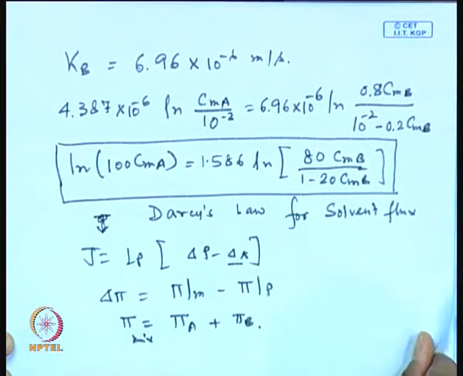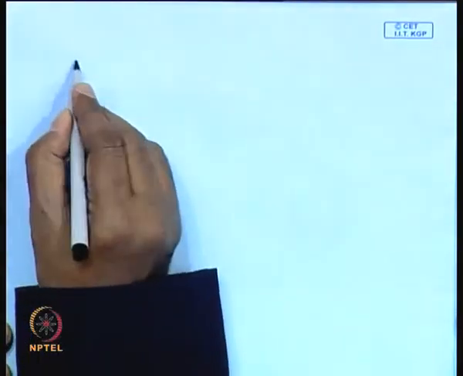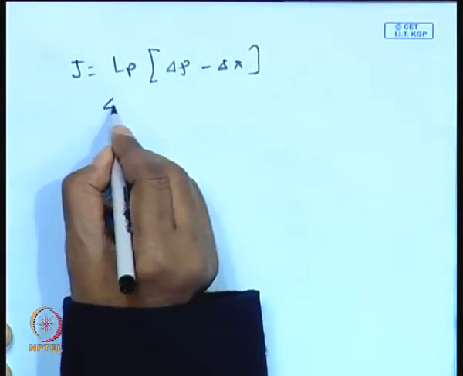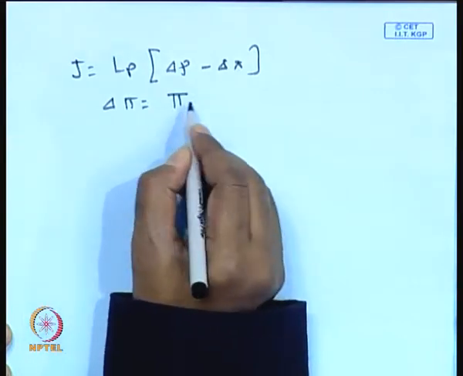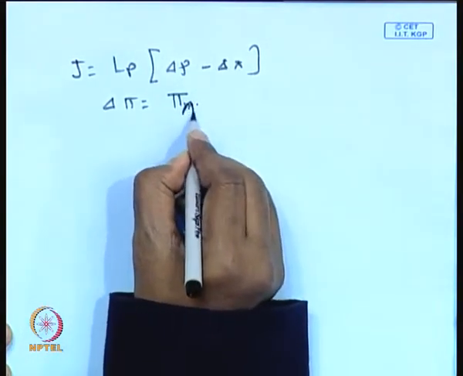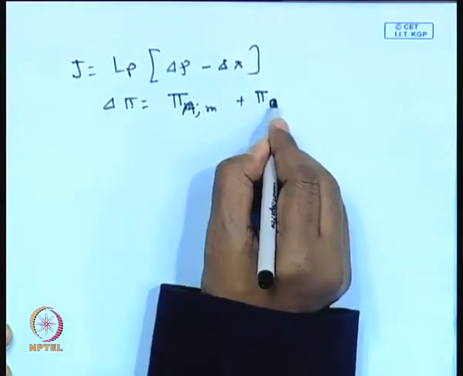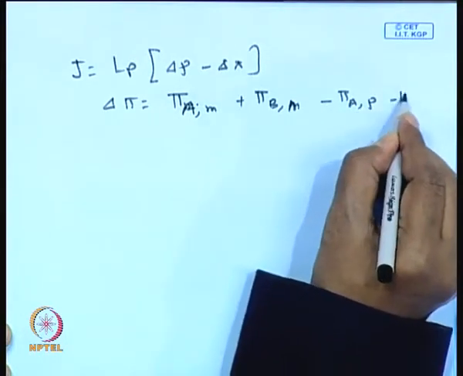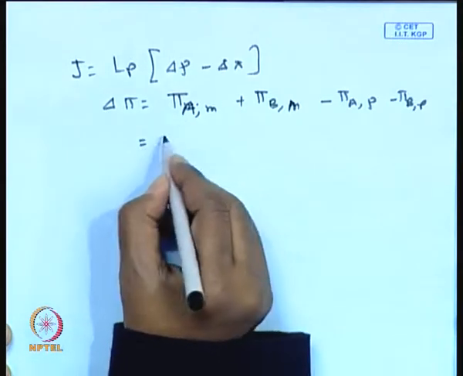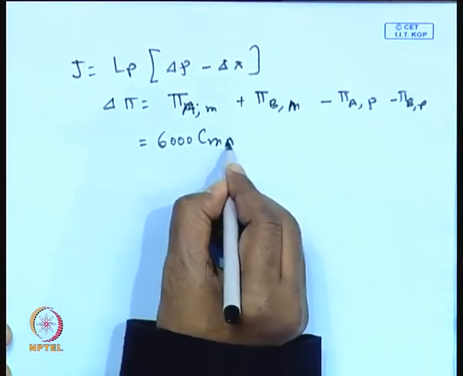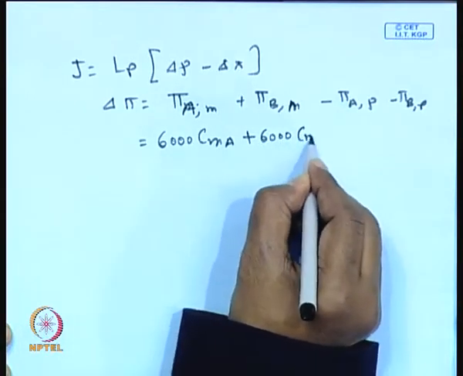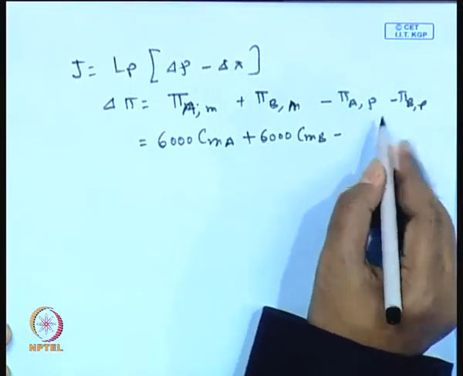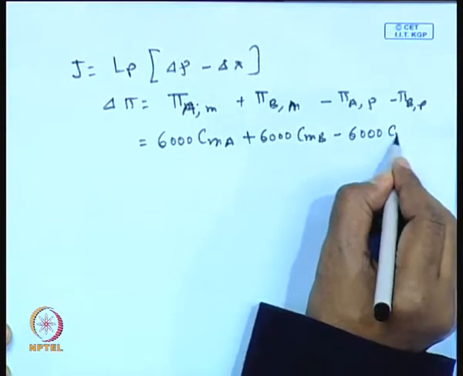If you really do that, then what you will be getting is J is equal to L_P times (delta P minus delta pi), where delta pi will be pi of A on the membrane surface plus pi of B on the membrane surface minus pi of A on the permeate stream minus pi of B on the permeate stream. Now, this will be 6000 times C_MA, plus 6000 times C_MB, and C_PA will be equal to 0, so that will not be there. You will be getting 6000 times C_PB.